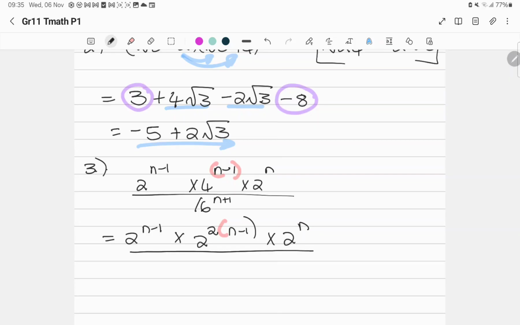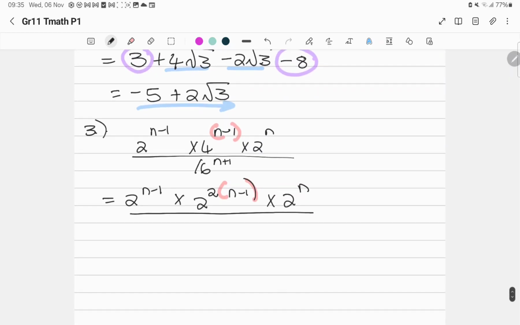Very important, remember your brackets when you are working this out. Then I'm going to do the same with 16. So I'm going to say 16 equals shift fact. And that gives me 2 to the power of 4. And then remember to take your exponents and put them into a bracket.